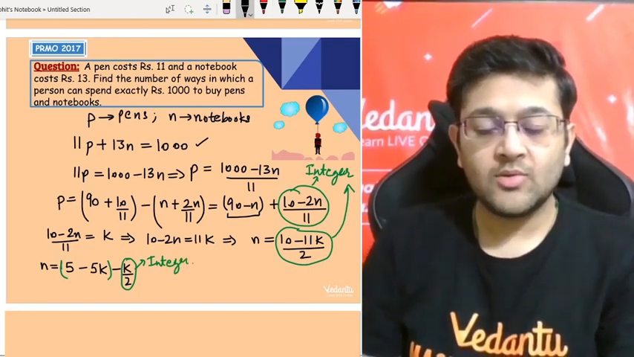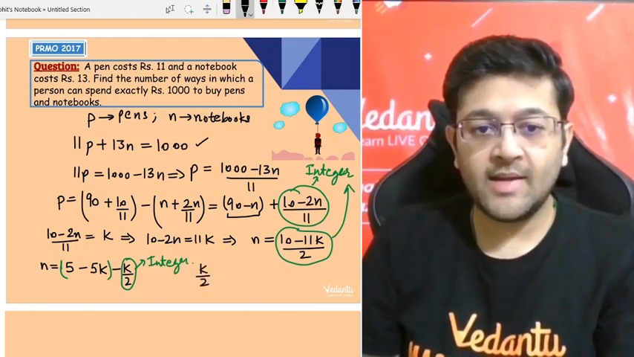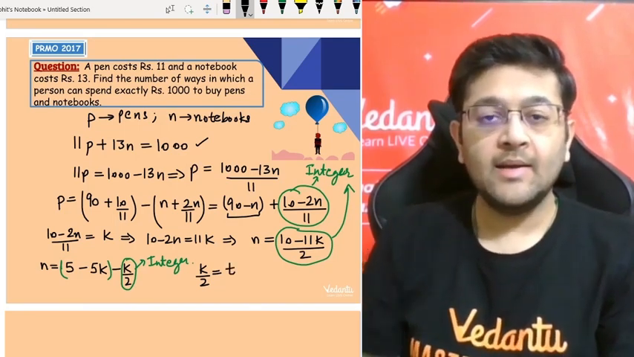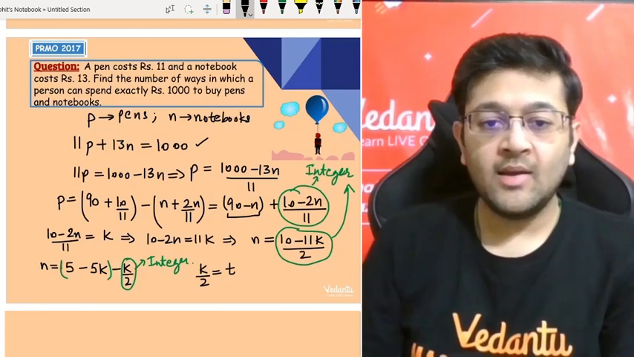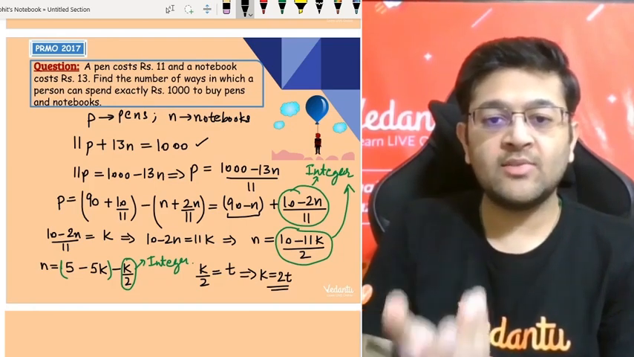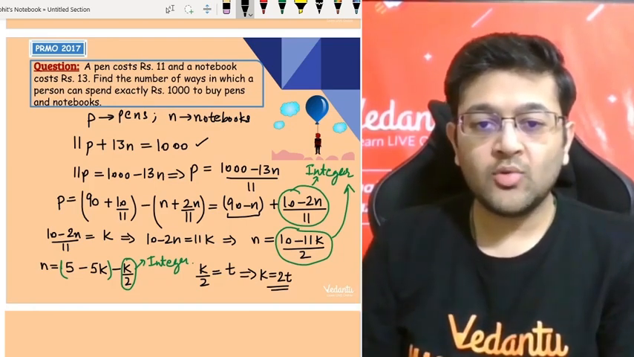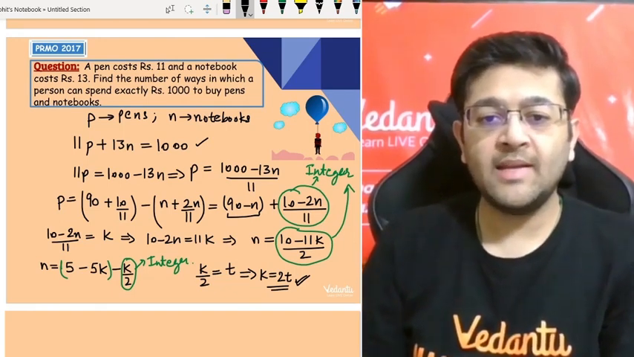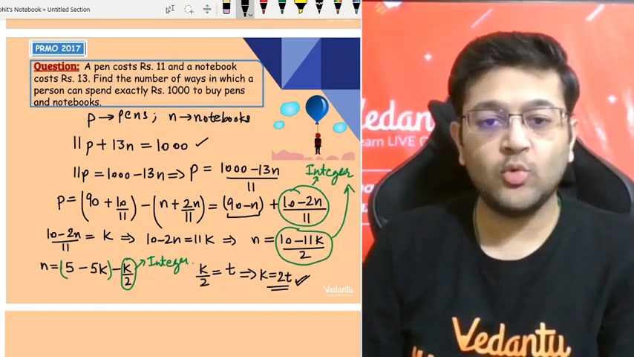Again, so what can I do? So k by 2 should be an integer t. Let's say any variable again t, right? Now, if this has to be an integer, what do I get from this? That k should be of the form 2t, right? K should be even so that it is divisible by 2. Okay, so basically now we are done with the last step of this part. So k should be an even integer, which should be 2t.